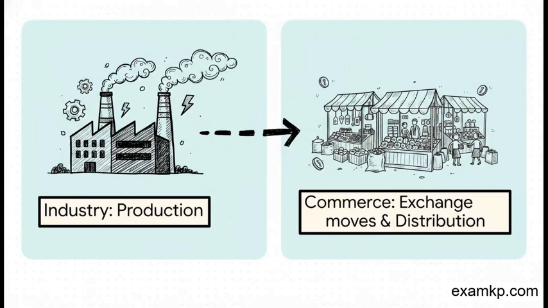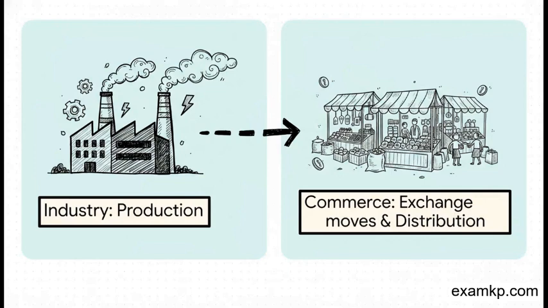Now, this is a point where a lot of students get confused, so let's clear it up right now. The difference between industry and commerce is actually really simple. Industry produces things, it makes the goods. Think of the Dangote cement factory churning out bags of cement. Commerce, on the other hand, is all about the exchange and distribution of those goods. So think of Bonogun Market in Lagos, where thousands of different items that have already been produced are bought and sold every single day. So remember this: industry creates, commerce moves.